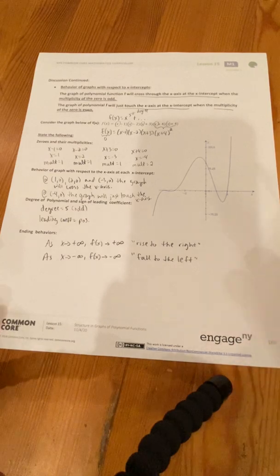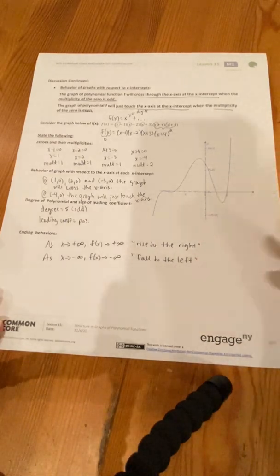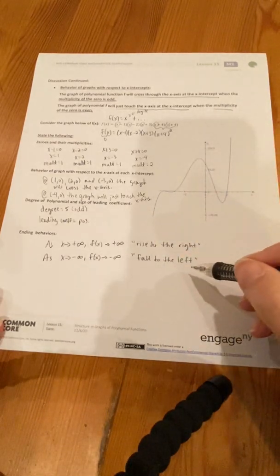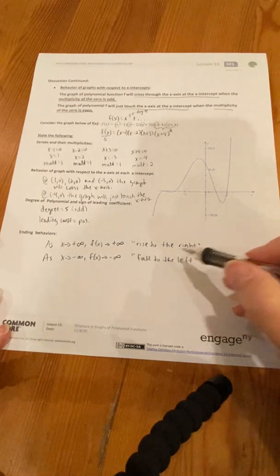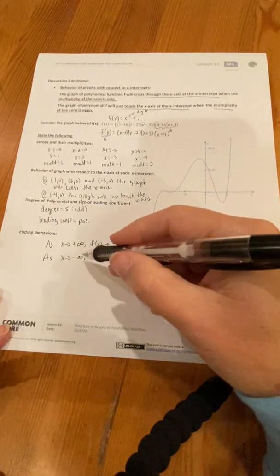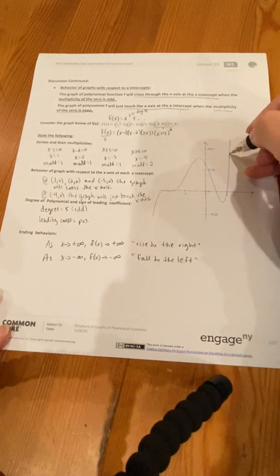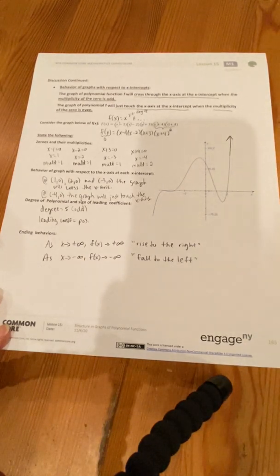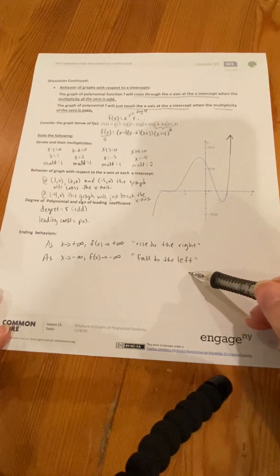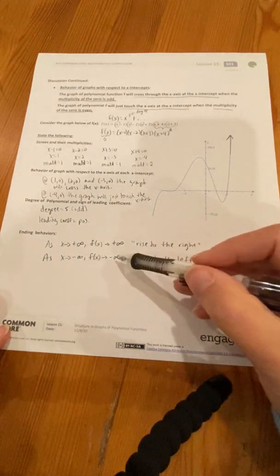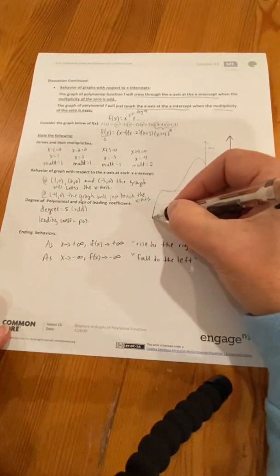Now let's look at the graph that's been provided and see all this going on. Let's actually start with the ending behaviors. When we say rise to the right, meaning as x approaches positive infinity, f of x will approach positive infinity, that's exactly what we see right there. And when we say fall to the left, meaning as x approaches negative infinity, f of x will approach negative infinity. There you go.